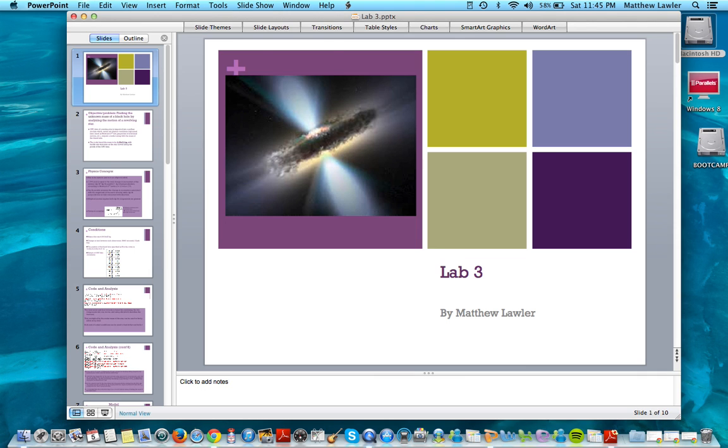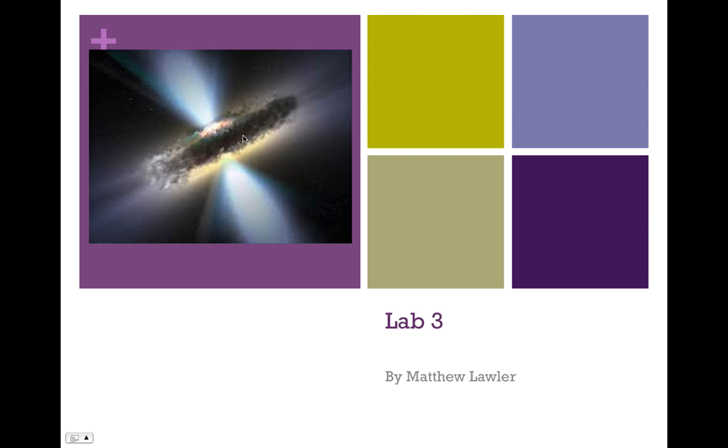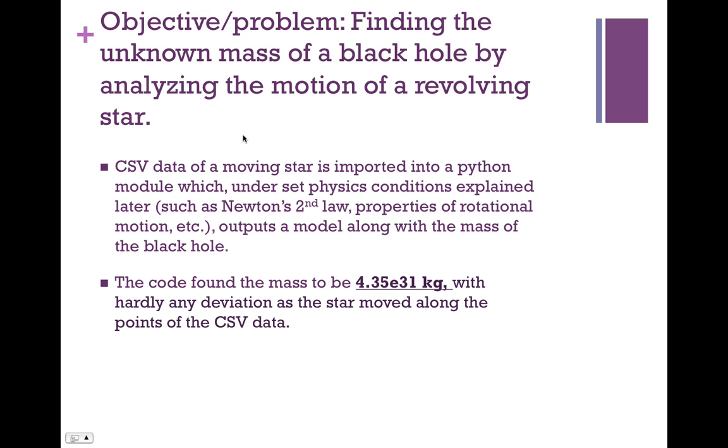So this is lab 3, and in this lab, we are finding the unknown mass of a black hole by analyzing the motion of a revolving star. So how do we find the motion? We can look at CSV data given by scientists, which observes the x and y position of a star over a certain number of Earth days, with the data changing every Earth day.